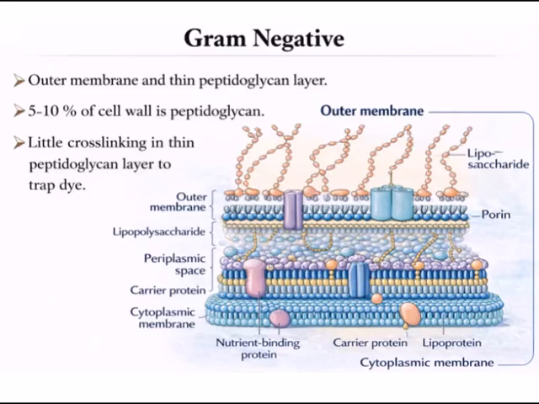The last one is the cytoplasmic membrane. It is typically a phospholipid bilayer containing carrier and nutrient-binding proteins, and is the site of metabolic and transport activity.